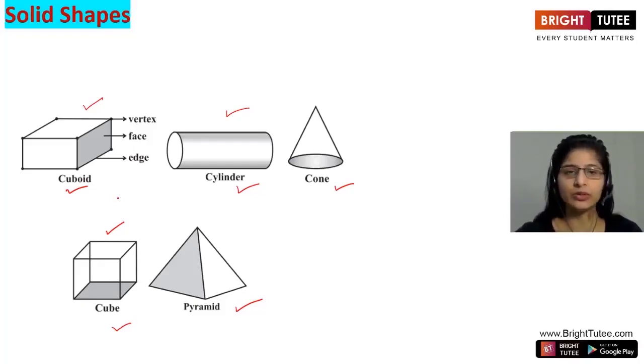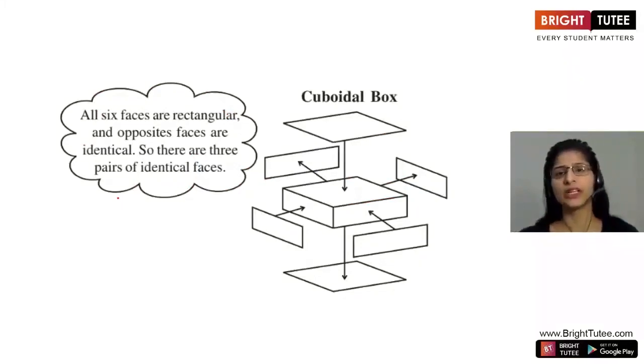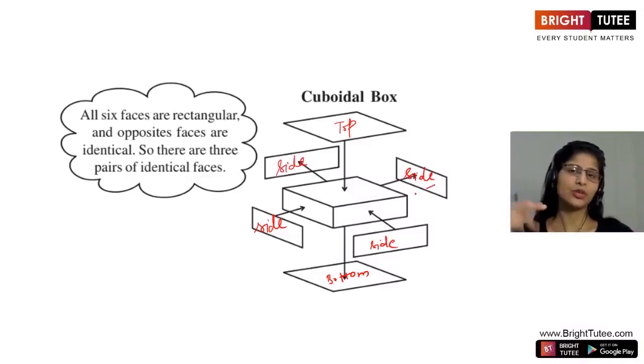Okay, now if you see here, there is a cuboidal block, or I say a box. The faces are shown by separating each other. Just see, this is the top face, this is the bottom face, so two faces, and these are side faces. This is front and back and left and right. So the four side faces we have, and one on top and one at the bottom.